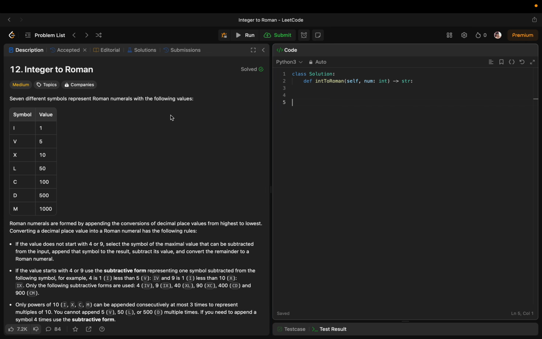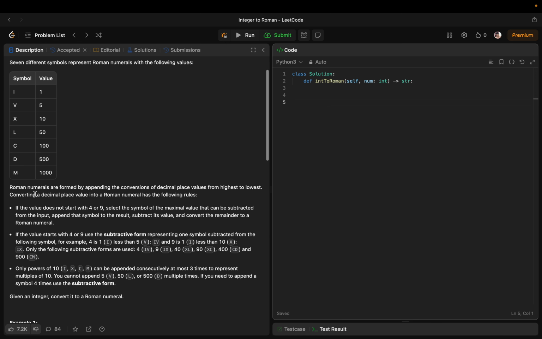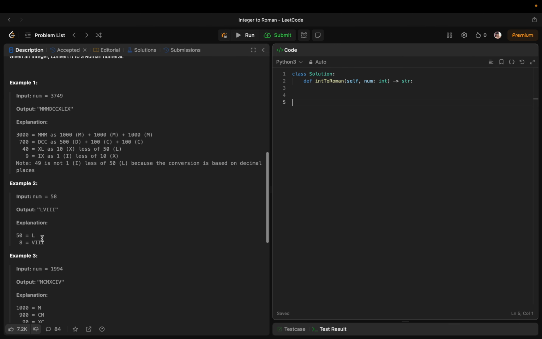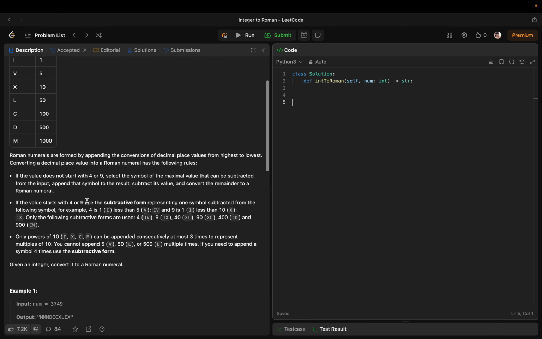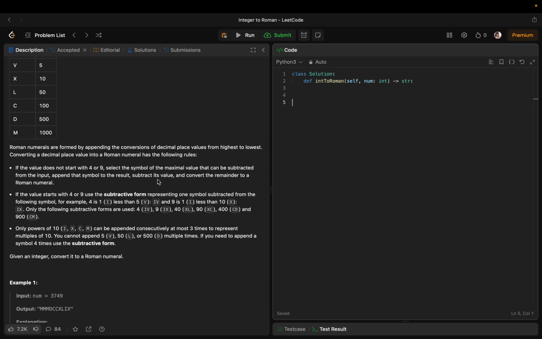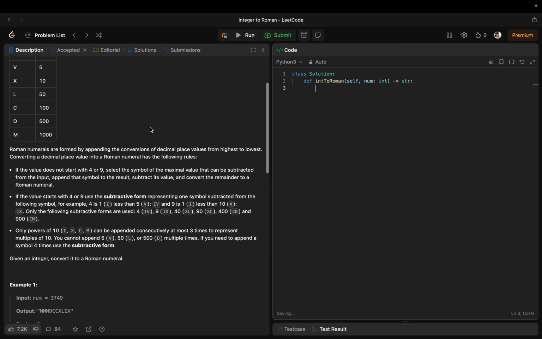The problem which we are solving is integer to Roman number. So in brief, the given input is an integer and we need to convert it into a Roman number. For that we need to follow three rules which we have mentioned here. The constraint is that the number given to us can be 1 to 3999. So based upon this we can just not bother about time complexity much because the constraint is not big.